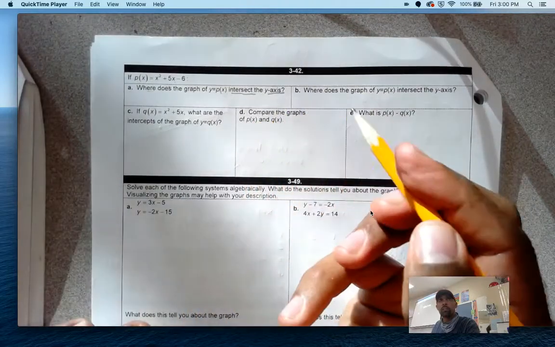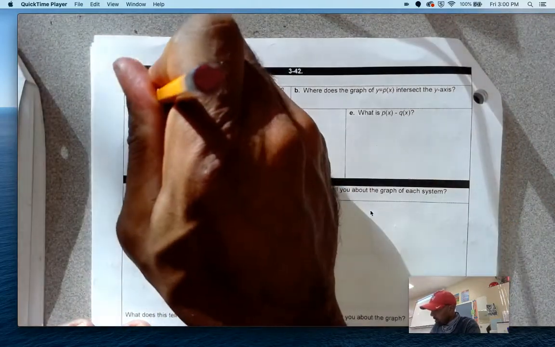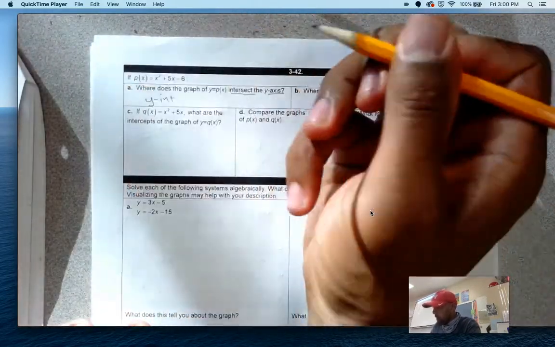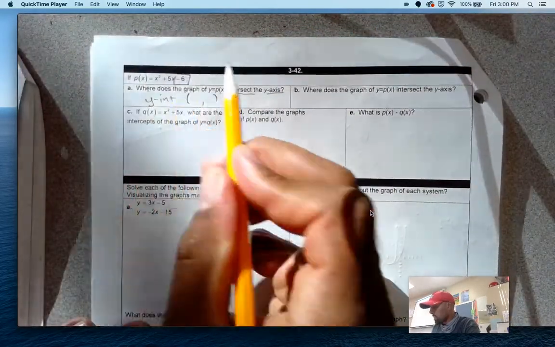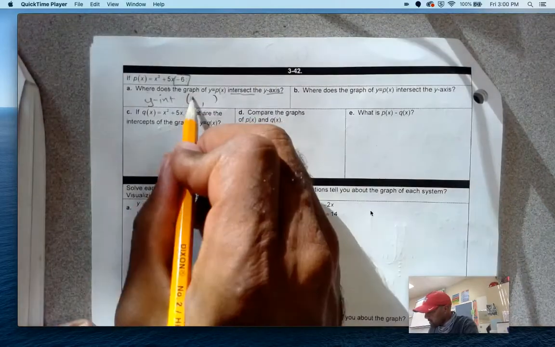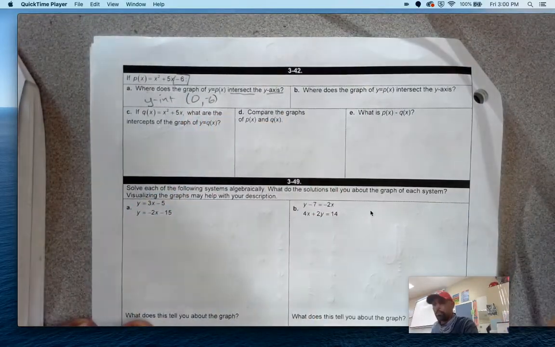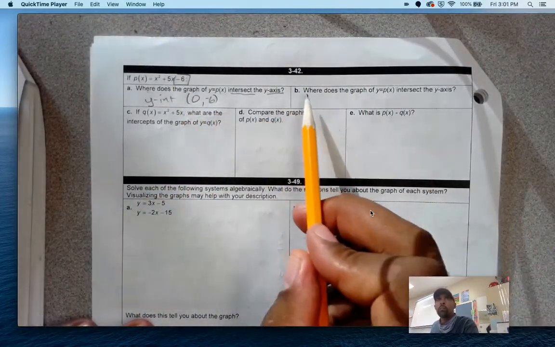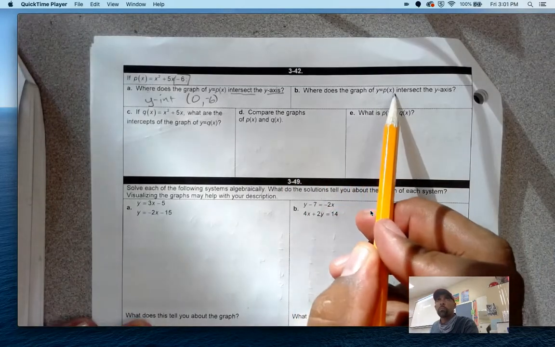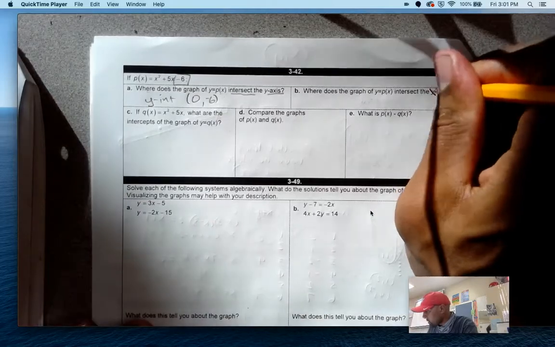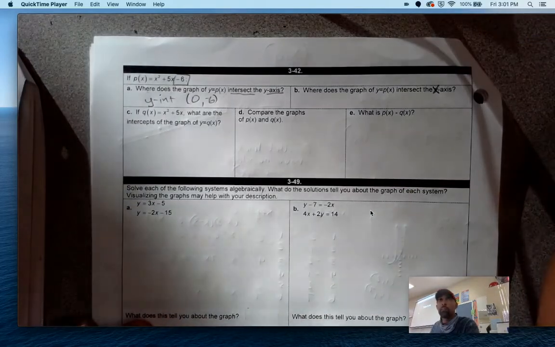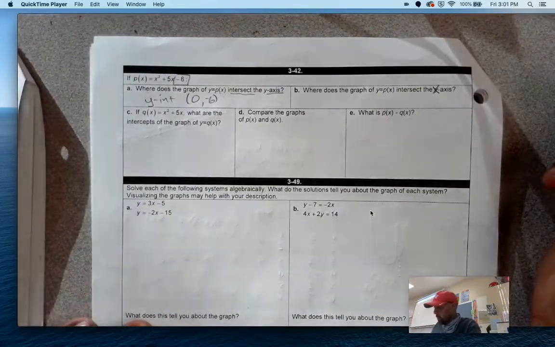Points that intersect the y-axis, what's that called? That's called a y-intercept. And if you guys remember, the y-intercept on a quadratic equation just comes from this number on the end. So basically, it's just 0, negative 6. Simple. Okay, where does the graph of y equals p of x intersect the y-axis? Oh, oops, I think that's supposed to say x. So not the y-axis, but the x-axis.